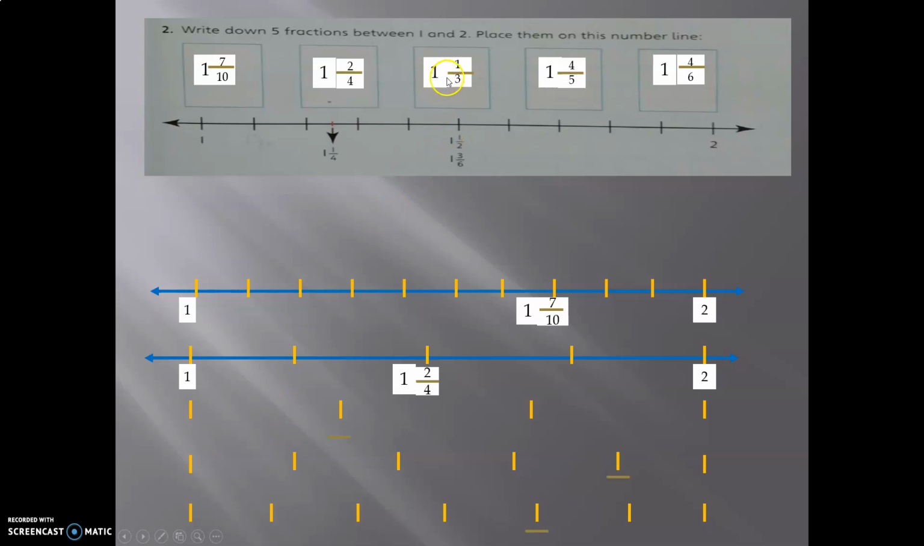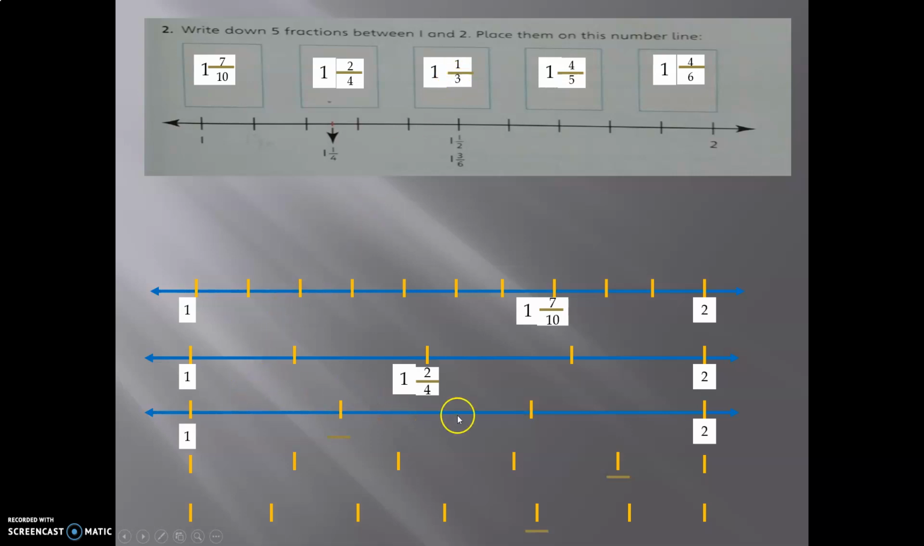I have 1 and 1 over 3. So of course you are more than 1. Here is my number line. I need to cut it into 3 equal parts. How did you know this, miss? Because I look at the denominator, it is 3. The denominator always tells me the total equal parts. I need to cut my piece of number line into 3 equal parts.